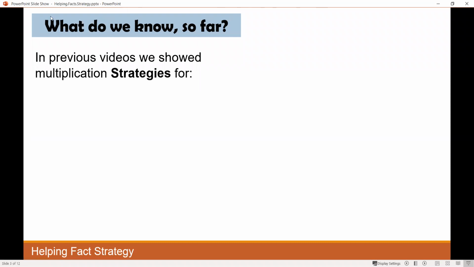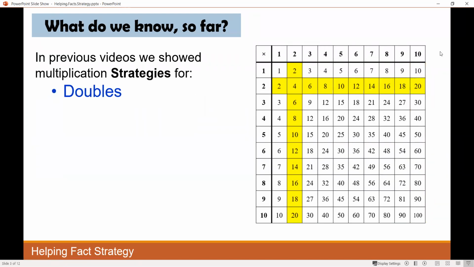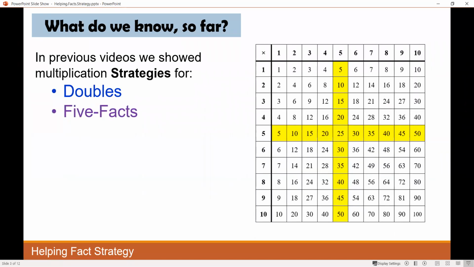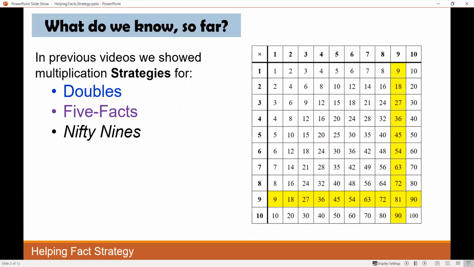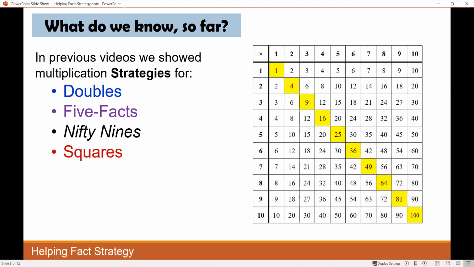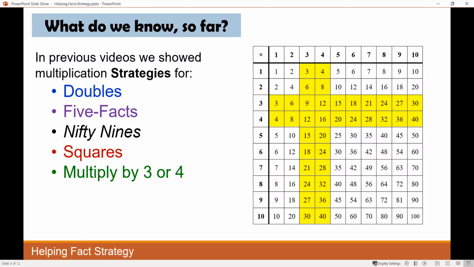So let's take a look at what we know so far from previous videos. We had a video on the double strategy, 2 times a number. We had a video on the 5 facts. The next video was the Nifty Nines, a strategy for knowing the 9 facts. We had a video on how to remember the square facts. We had a video on multiplying by 3 and 4.